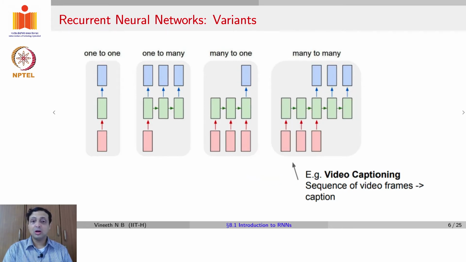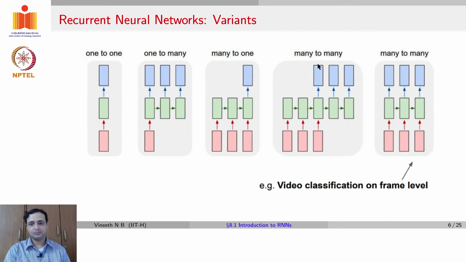There is also a many-to-many setting where, given a set of multiple inputs over time steps, the output also has multiple outputs over time steps. This is called many-to-many, and an example would be video captioning, where the input is a video, which is a set of frames over time, and the output is a set of words over time again.